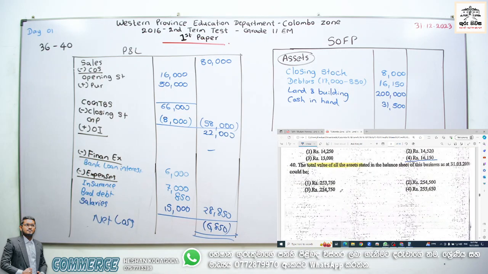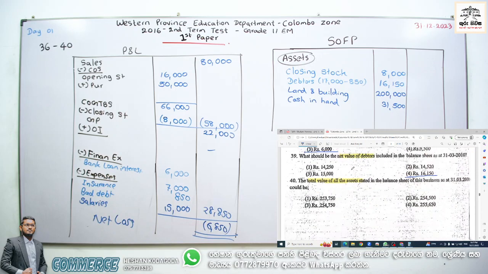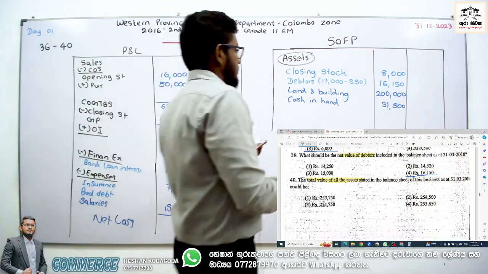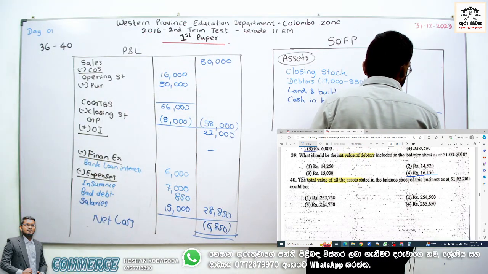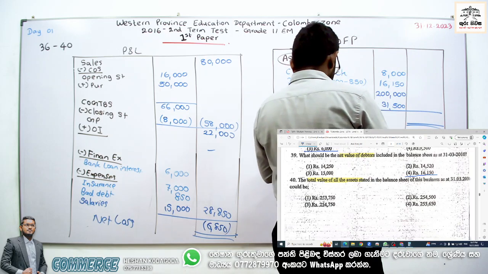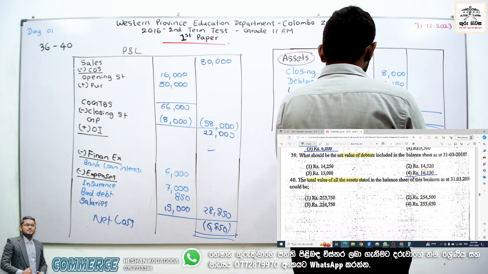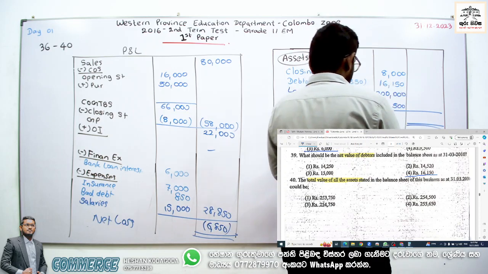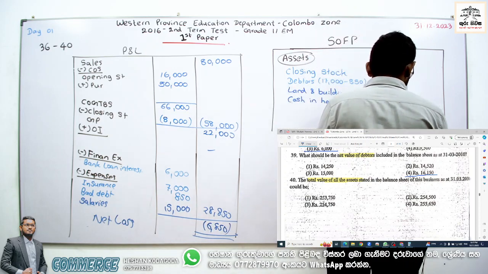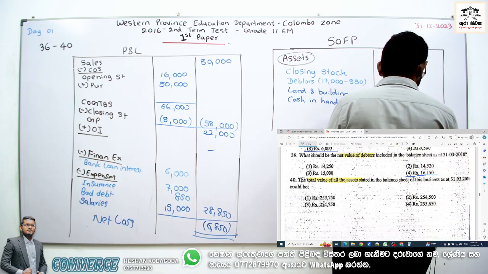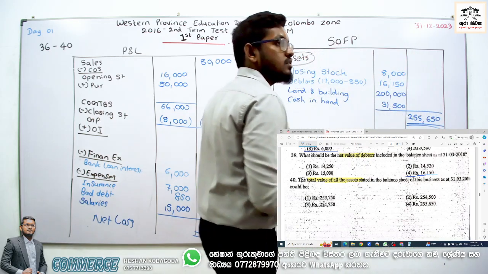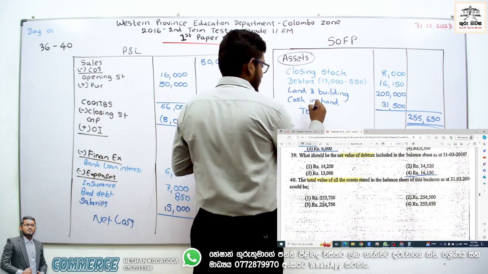Right. So after that, total value of assets of the business, we need to take the balance of this one. So 8,000 plus 16,150 plus 200,000 plus 31,500. It's rupees 255,650. This is the total asset.